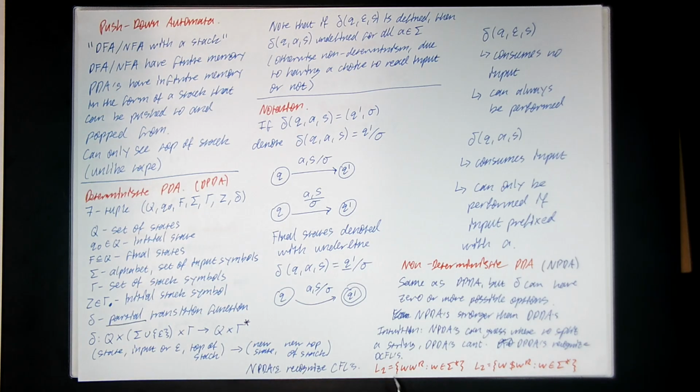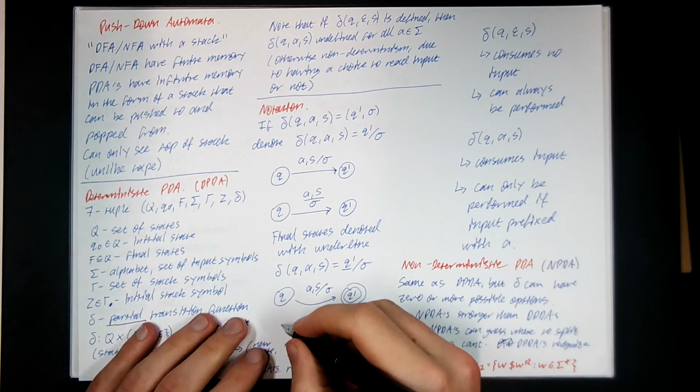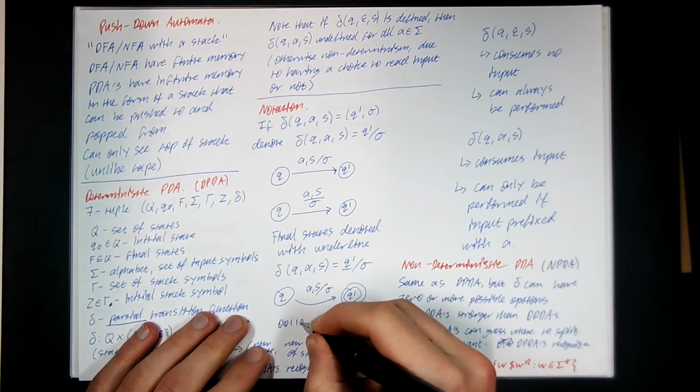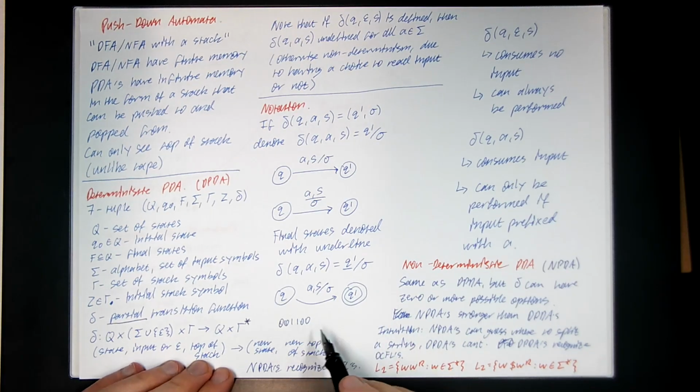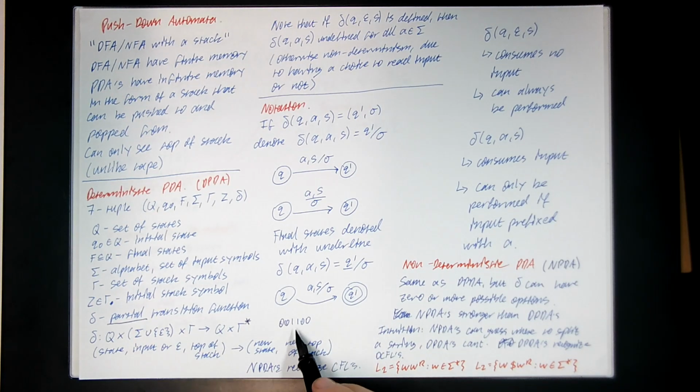For example, consider the language of W followed by W^R, so it's any string W, and then you concatenate it with its reversal. If you want to recognize this, what's a string in L1? 001100. The NPDA would have to read through pushing symbols and then guess at some point where the midway point is and start popping things off, because it doesn't know ahead of time where the midway point is going to be.